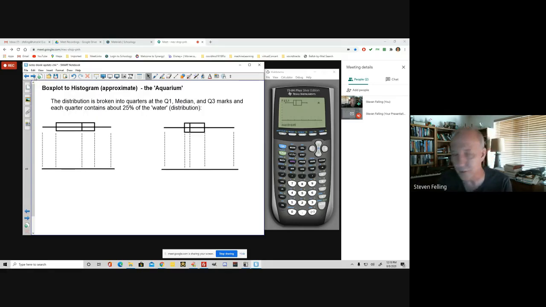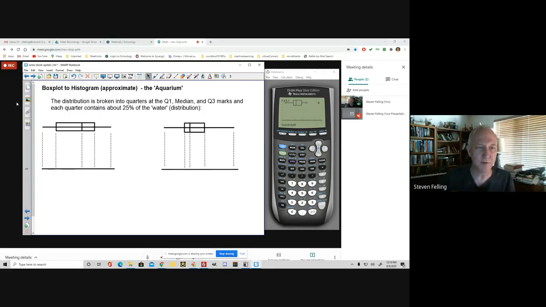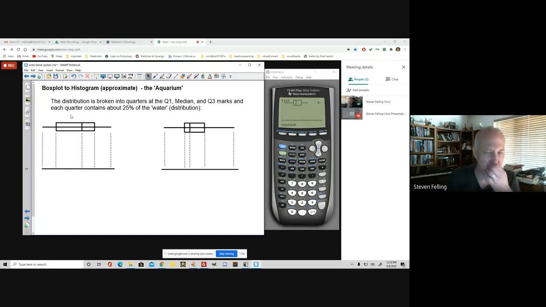Okay, one more thing I want to show you here, and that is if you have a box plot or a box and whisker diagram and you want to get a rough idea of the shape without any of the data at all. So the only thing I have about the data is this. I can still use something we call the aquarium technique to try to figure out about how much data is in each one.